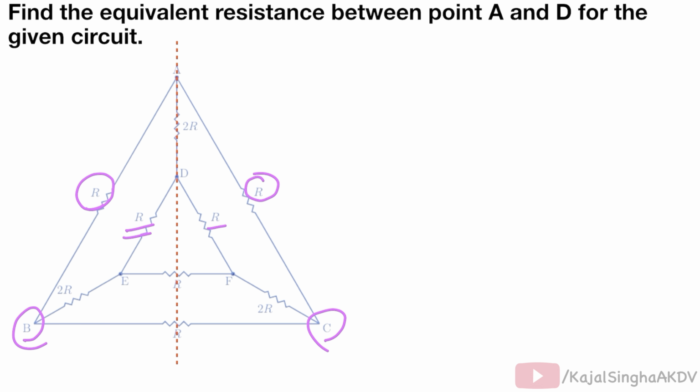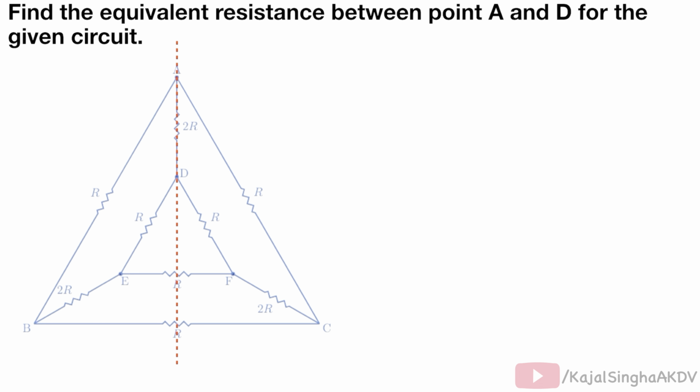This is true for these two resistors, and point E coincides with point F, and this resistance 2R coincides with this resistance 2R. So this circuit has folding symmetry about the line through AD.